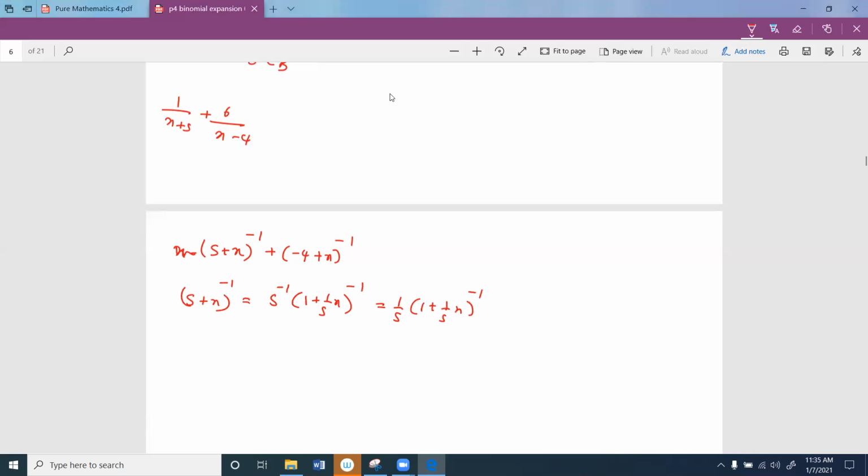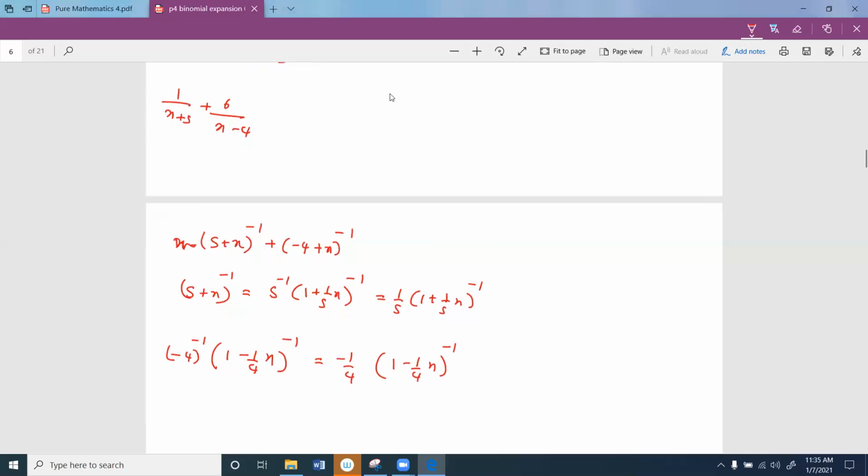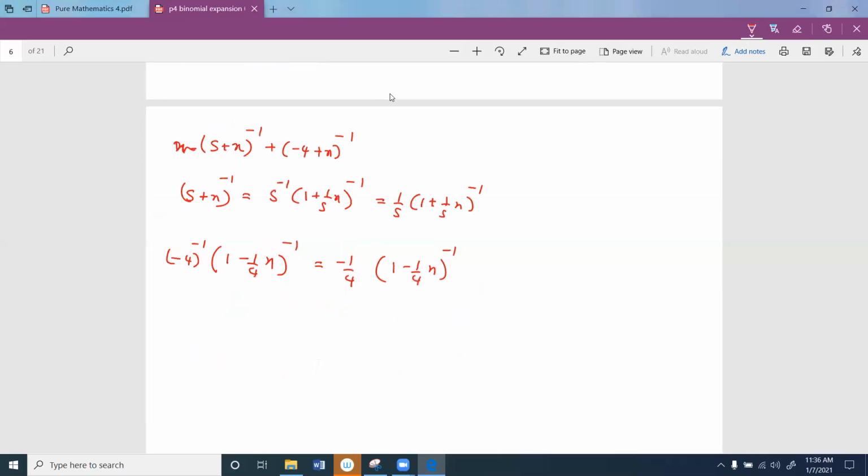Then you can take minus 4 out, minus 4 to the power minus 1 out. It turns up to (1 minus x over 4) to the power minus 1. We have to make them into 1, therefore you have to take minus 4 out. So it turns up to minus 1 over 4, and this is (1 minus x over 4) to the power minus 1. Then you can do the binomial expansion for these two separately, and you can get this whole expansion and this whole expansion.